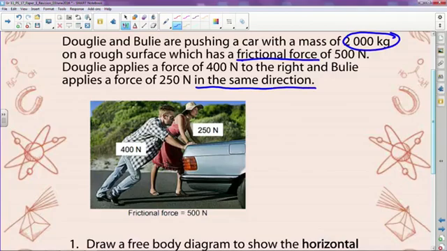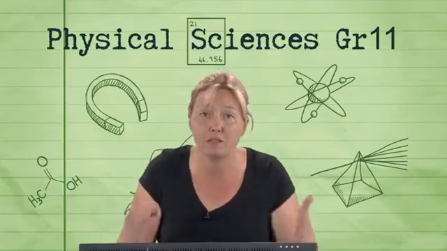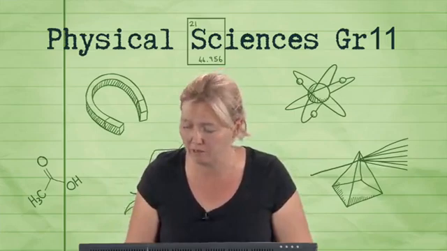So let's just have a look here. They're pushing a car with a mass of 2,000 kilograms. That's one piece of information. It has a frictional force of 500 newtons. What do we know about friction? Friction always acts in the opposite direction of motion. So I'm going to have friction acting that way. And then I've got the 400 newtons to the right. You can see it over there. Maybe make a different color. And then you've got your 250 newtons to the right. So those are our three main forces acting horizontally. And that's the information we've been given, apart from the fact that our mass is 2,000 kilograms, and we'll worry about mass a little bit later.